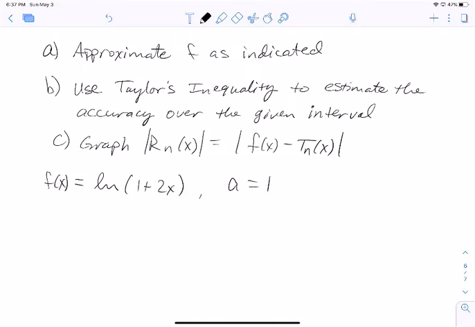a is equal to 1. n is equal to 3, meaning find the third degree Taylor polynomial. And the interval we're given is x goes from 1/2 to 1.5. I would first like for you to pause the video and find T sub 3 for f of x is equal to the natural log of 1 plus 2x.